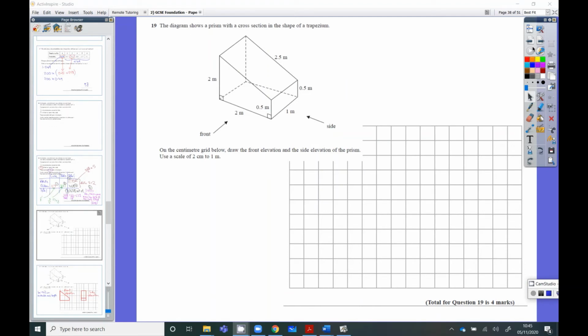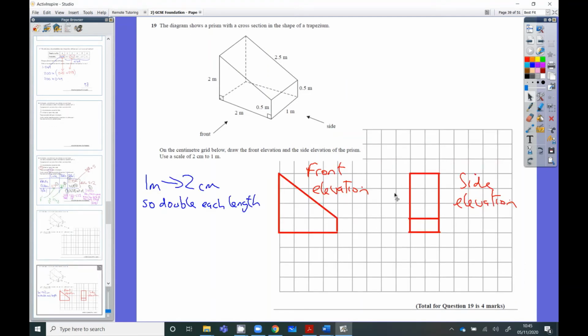Question 19. So we're being asked to draw the front elevation and the side elevation. So we're told that this is the front of the shape. So the front elevation is just going to be that two-dimensional shape you see at the front. And then the side elevation is what you would see from the side. So that would comprise this flat wall bit, if you like, and then this slanty roof.